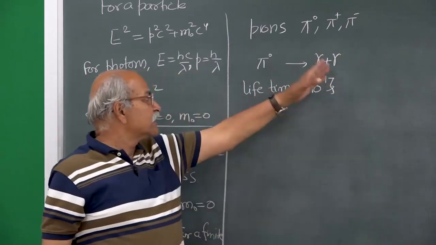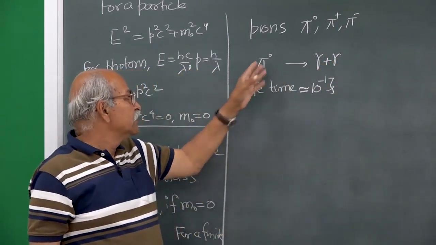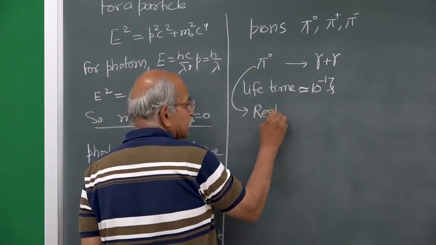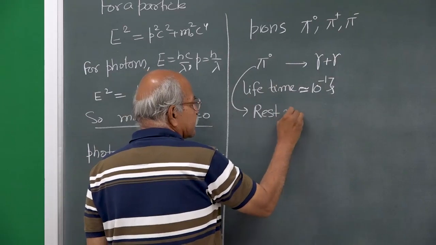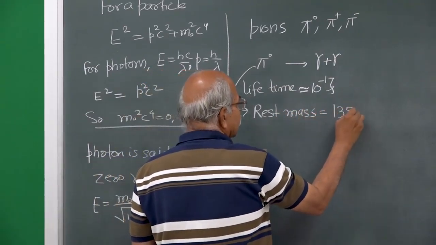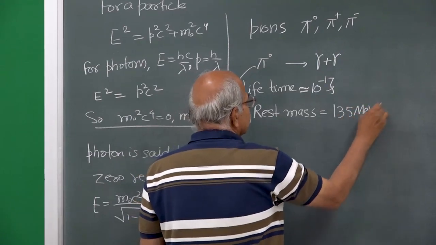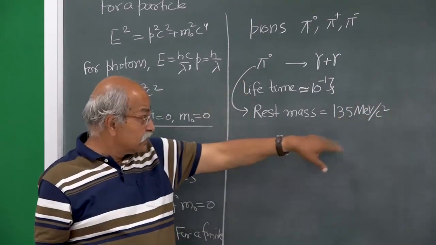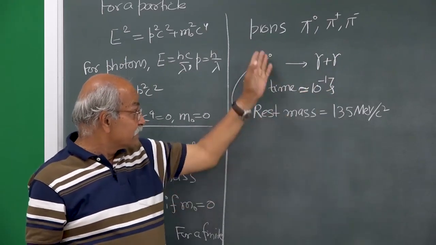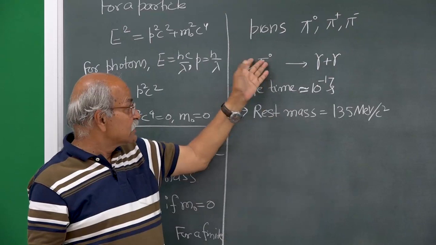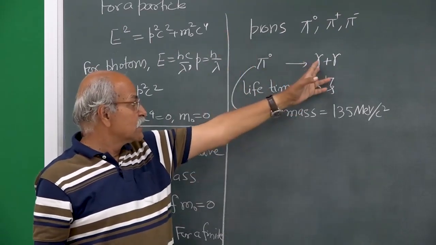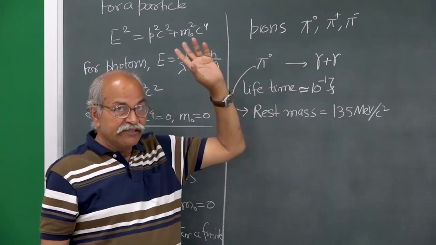So, again, mass-energy conversion. You have a mass, its rest mass, a material particle. Its rest mass is some 135 MeV/c². So, it is a little more than 200 times the electron mass. That is its rest mass, and this rest mass is converted into energy, and 2 photons come out, one is gamma, another is also gamma.